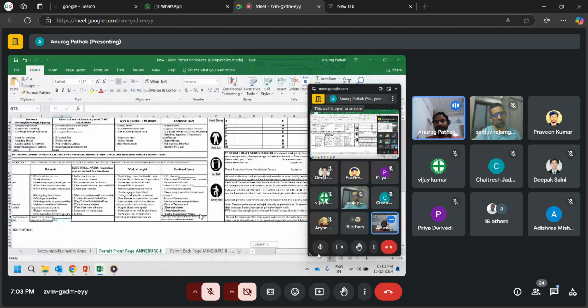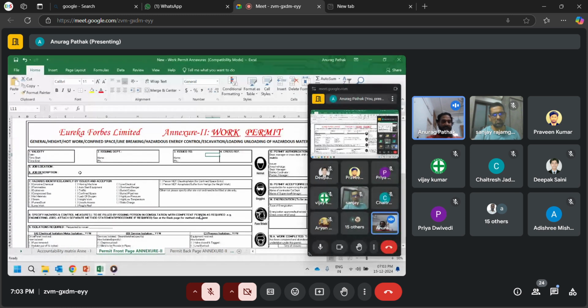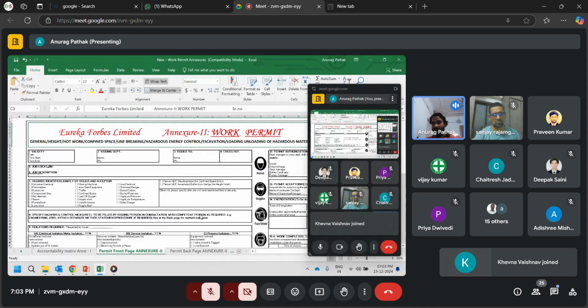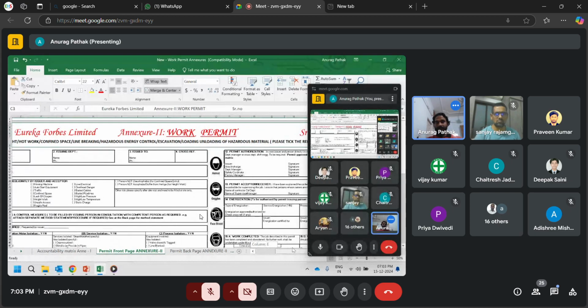All the things have been covered in this single work permit, and we are not making many other work permits because our company is an ISO certified company. So we have made a single work permit which includes all types of work: general, height, hot, confined space, line breaking, hazardous energy control, excavation, loading and unloading of hazardous material. ठीक है? So whatever work has to be done, we have to take care also.